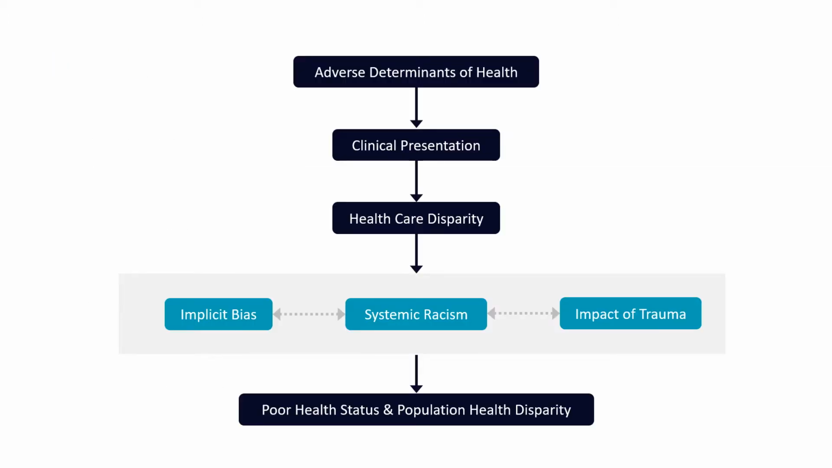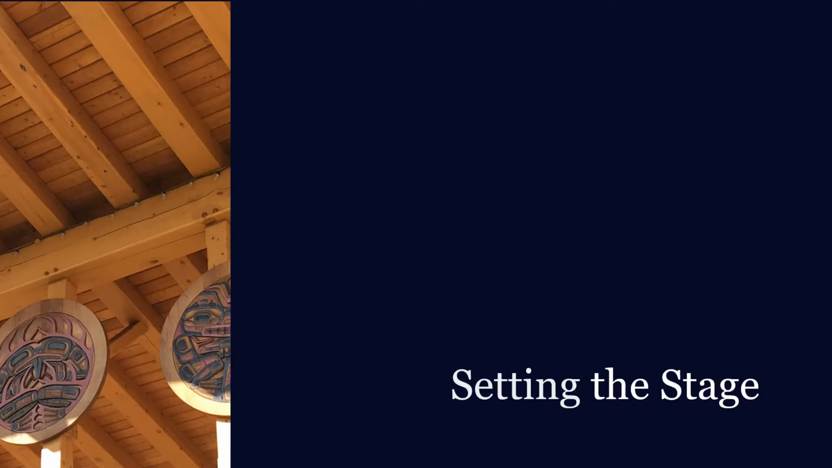In examining what leads up to the poor health status and population health disparity, we will start by examining the adverse determinants of health that lead to a clinical presentation. During the clinical encounter, Indigenous patients experience healthcare disparity, which is a difference in the healthcare received compared to non-Indigenous Canadians. These disparities are mediated by clinician implicit bias, the effect of systemic racism, and the impact of trauma. The cumulative effects lead to the disparities in health status that are observed at a population level. To get us started, we will review some background and demographic information.